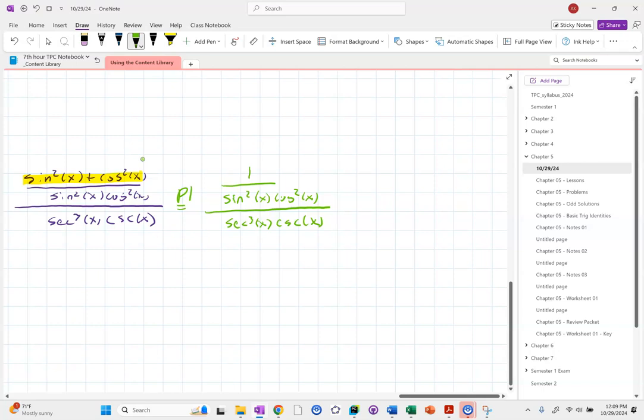And now the sneaky part. I'm going to think about this 1 over sine squared, cosine squared as 1 over sine squared times 1 over cosine squared. That allows me to use R4 and R5 again to rewrite that. First one is cosecant squared, and the second one is secant squared.